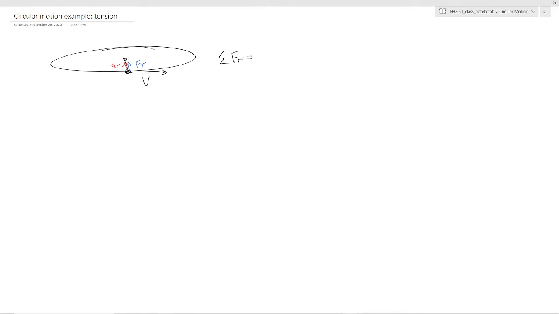The force that we have in R is going to be the force of tension. And the sum of the forces in R is going to equal the mass times the acceleration in R. And we know that this is going to be equal to v squared over R, the centripetal acceleration. So this lets us make a connection between the tension force and the velocity and the radius of the circle, R.